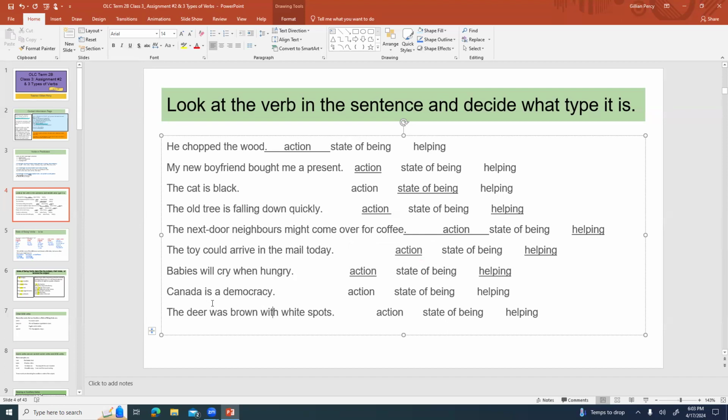Canada is a democracy. Is is our verb. And that's a clear state of being verb, right? It's describing the condition essentially of Canada. What condition is it? It's a democracy. The deer was brown with white spots. Was is another verb. Was is essentially a state of being verb.